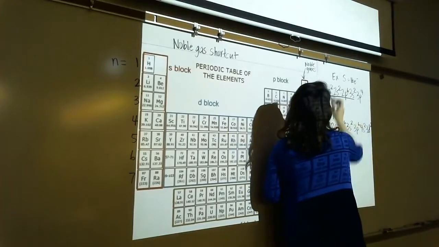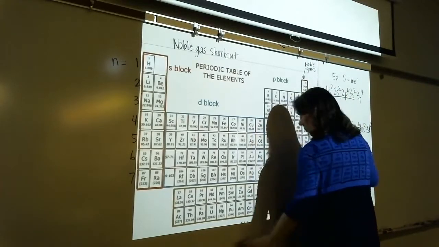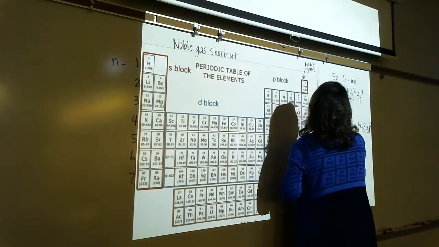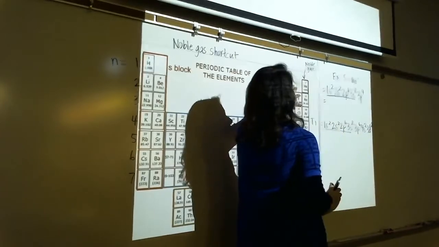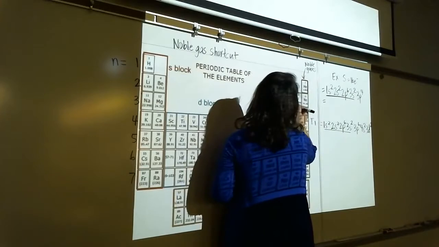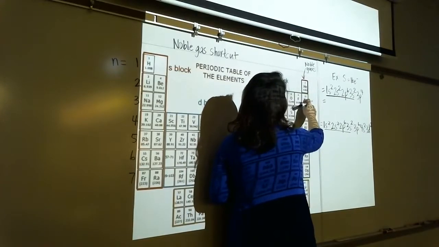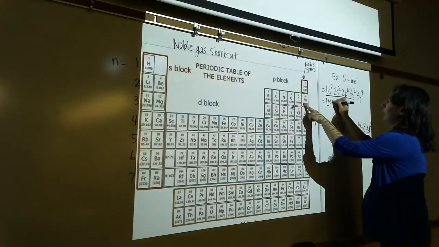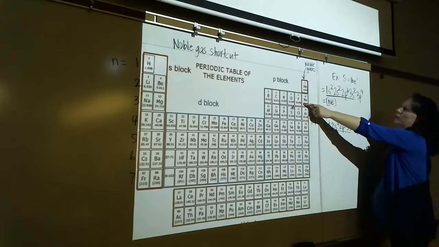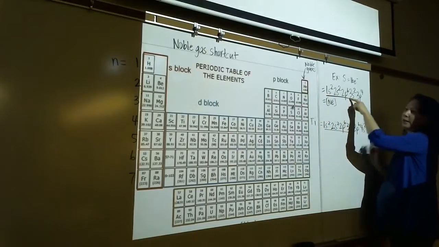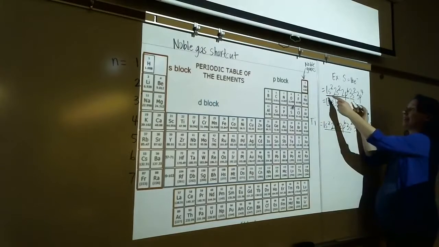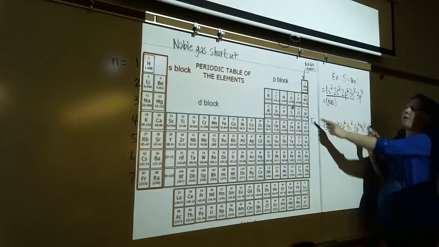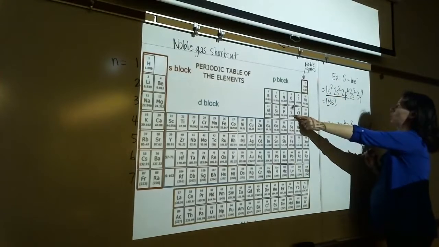So if we were doing sulfur using the shortcut, what you do is you find your element, and then you go up a row and to the end. So your noble gas that you're going to use for the shortcut is neon. And what is neon's electron configuration? It's 1s2, 2s2, 2p6, right? So that is the exact electron configuration for neon. So neon takes the place of all this, and now all you have to do are the leftovers in your row.